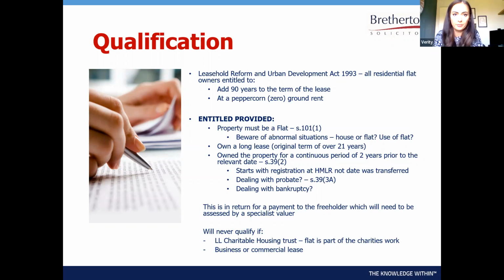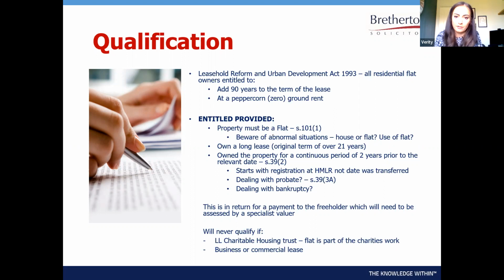Okay, so a statutory lease extension, you have to qualify to exercise the right. The 1993 Act sets out that all residential flat owners are entitled to a 90-year lease extension. So that's in addition to the unexpired term left on their lease at a peppercorn, which is 0 ground rent. They're entitled provided the property is a flat, and that's under section 101 of the Act.